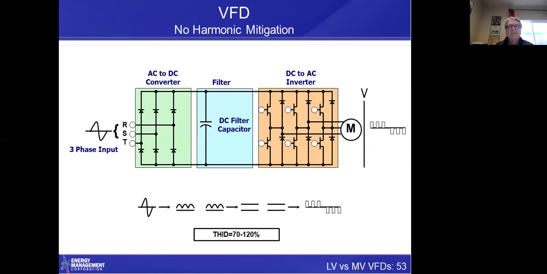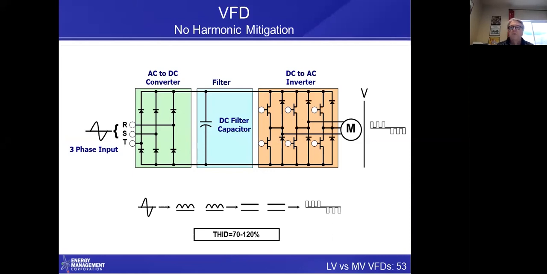Now, this is a standard drive. This is standard with all manufacturers of drives. You've got a converter, you've got a DC link, and you've got your DC to AC inverter. Your total harmonic current distortion on the bottom is 70, 80, 90, 100%. And so that's pretty bad. That means for every amp of current going to the motor, you have like another amp of high frequency noise being generated on your power distribution system.